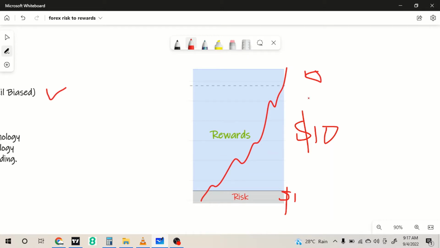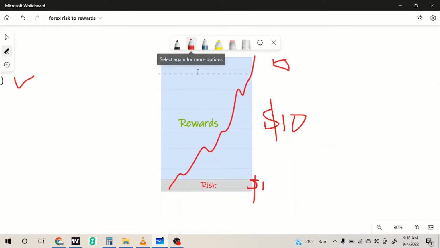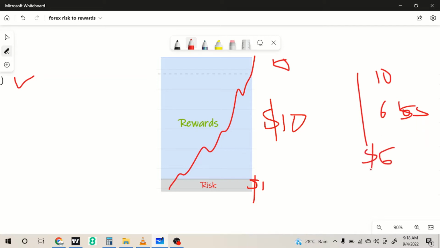Okay, so this is a high risk to reward, but with a low win rate. So probably if you take maybe 10 trades and you lose 6 of those trades, okay, so 6 of those trades ended in a loss. That's still going to be winning, because 6 times 1 is 6. So you risk $6 at the end of the day, and you win just 4 trades. That's going to be 4 times 10, and that's going to give us $40. And you can see the difference between $40 and $6 at the end of the day, so the low win rate is not really something you should pay too much attention to when you're executing high risk to reward.